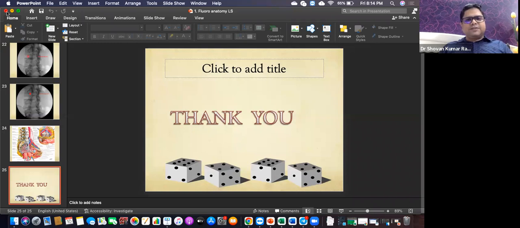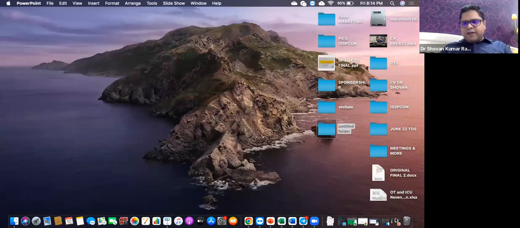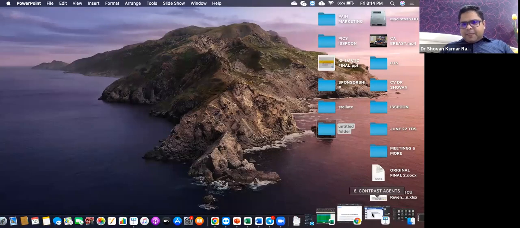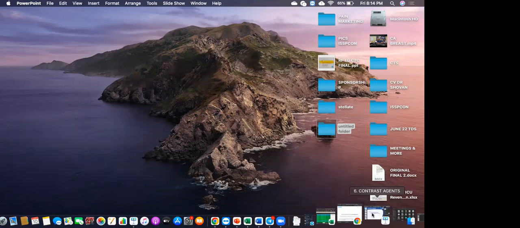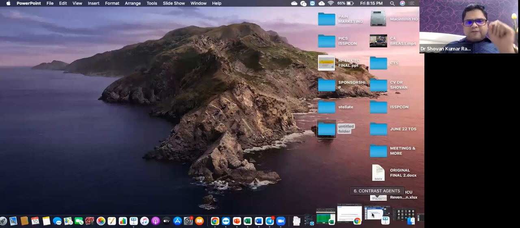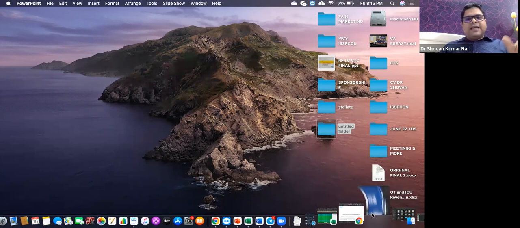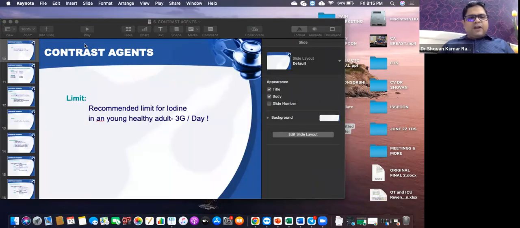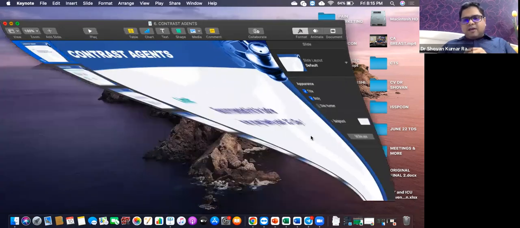Now the next one is how we do it. When we put a needle, just to confirm your needle position, you have to put some amount of dye. Now what is that dye and what is the dose? That's a radio opaque dye that can be visualized under the fluoroscope, and the maximum dose is 3 gram per day for a recommended healthy body.